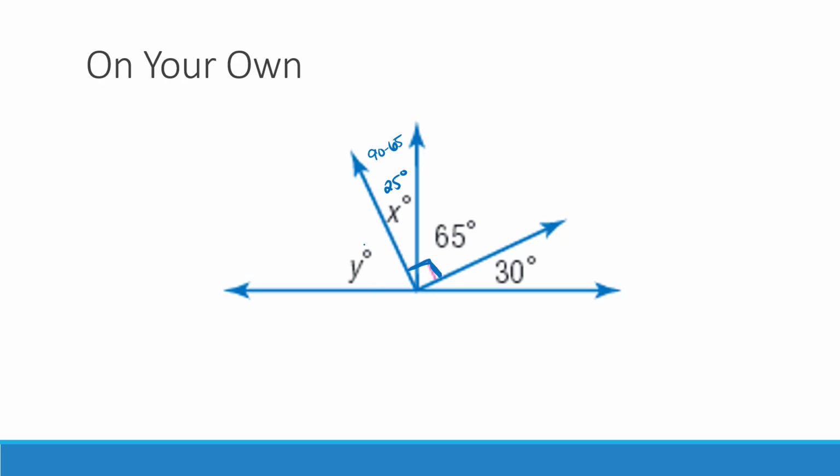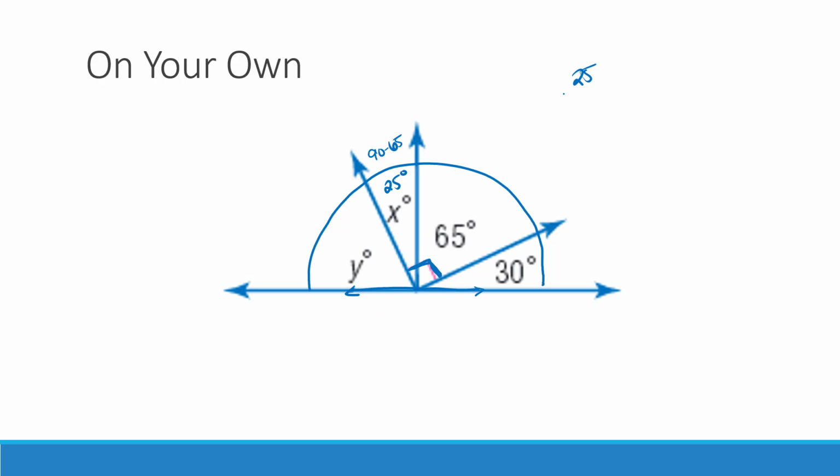Now there's a couple different options for getting angle Y, but what I would suggest doing is, you see this line down here at the bottom. If you see a line down at the bottom, you should automatically think, okay, everything that's above that line is going to give me 180. So all these angles right here add up to 180 degrees.